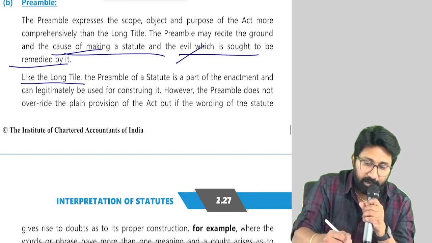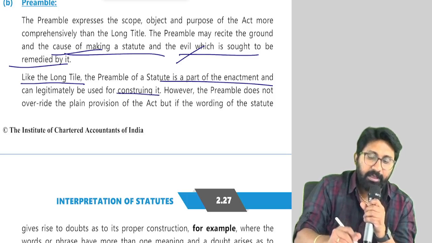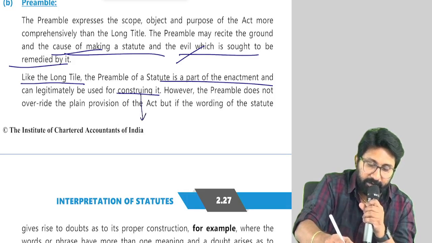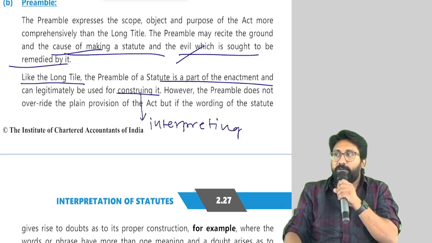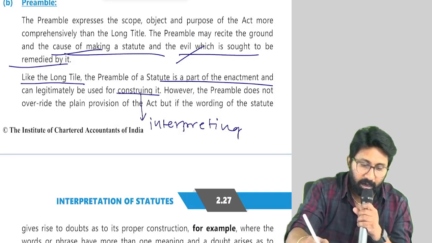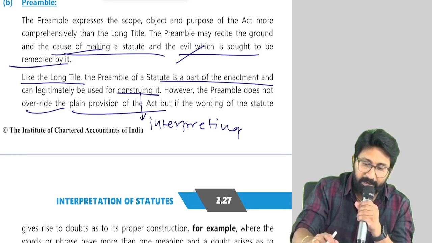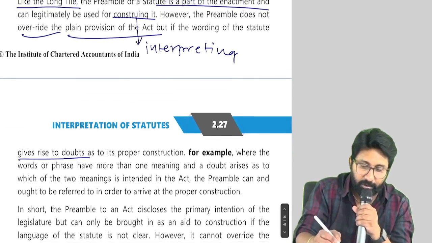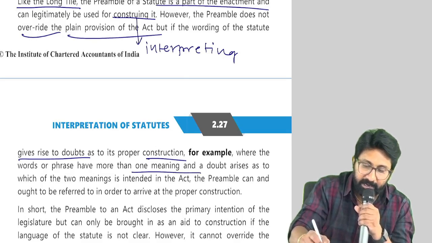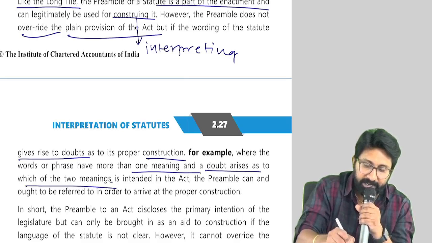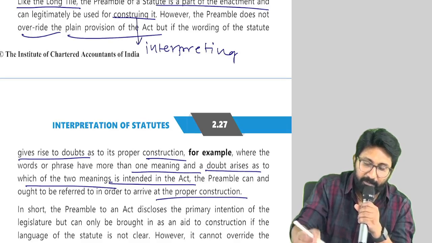Like a long title, preamble is also a part of the enactment and legitimately used for construing it. Legitimately used for construing means interpreting. Preamble can be used for interpretation. However, preamble does not override plain provision of the act. But if the wording of the statute gives rise to doubts as to proper construction, for example, where the words or phrase have more than one meaning and a doubt arises as to which of the two meanings is intended in the act, preamble can and ought to be referred to in order to arrive at a proper construction.